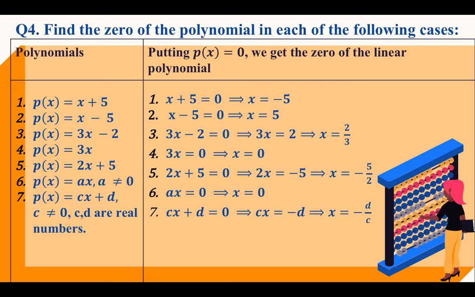Now the last part and the last question of the exercise. P(x) is equal to cx plus d, where c is not equal to 0 and c, d are real numbers. So let's see how to solve it. Again we'll do the same. P(x) is equal to 0. So cx plus d is equal to 0. So this implies that cx is equal to minus d. We will transpose the d, so the sign also changes. So this implies that x is equal to minus d upon c. We have moved the c from the numerator to the denominator. It is clearly given in the question c is not equal to 0. So therefore this is a rational number.